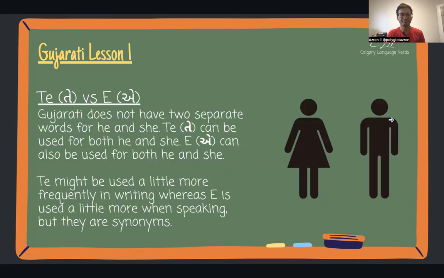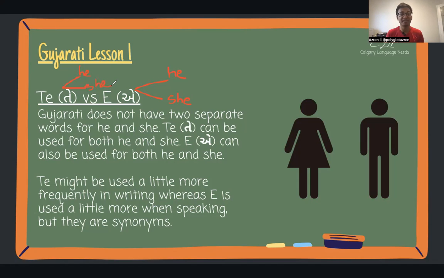Moving on. We have te and e. Now, te and e mean he and she, but listen carefully. I'm actually going to draw this on the screen for you. It'll be easier. Both of these words each mean he and she. So e can mean he, e can mean she. Te can mean he, and te can also mean she.